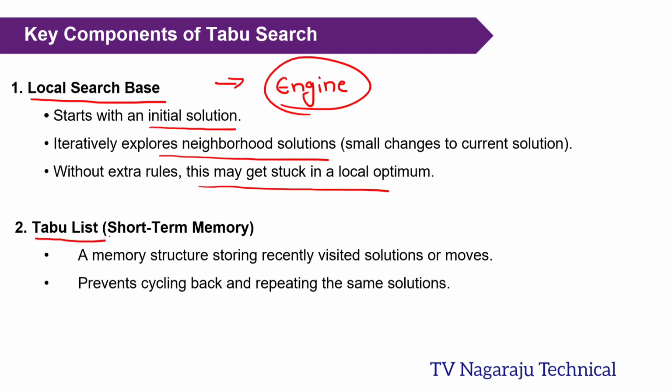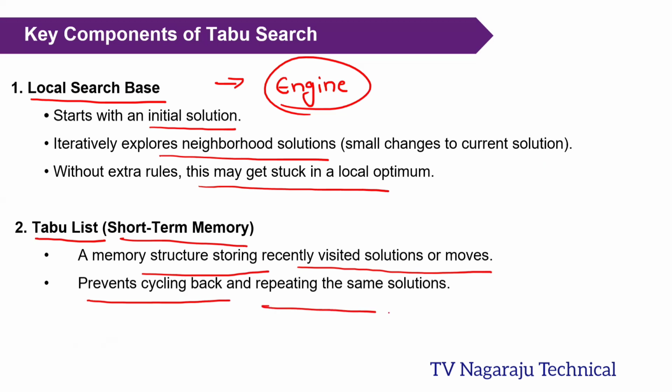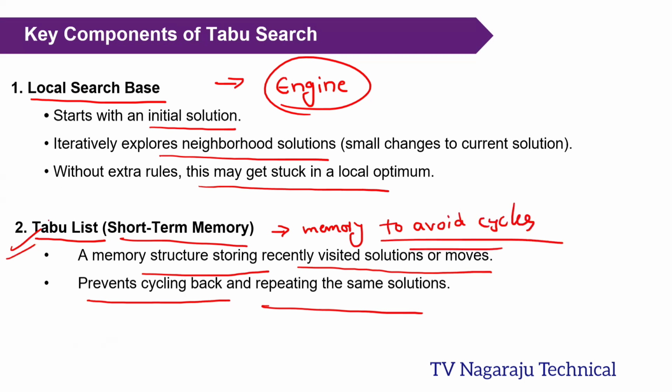Now, the Tabu list means a short-term memory. Instead of visiting an already visited node, it maintains some memory. A memory structure storing recently visited solutions. Suppose one solution is already visited, there is no need to visit that solution once again. That means it prevents cycling back and repeating the same solution. That is the advantage of the Tabu list. How? By maintaining the memory. The simple point is it maintains the memory to avoid cycles. This is the second main component.